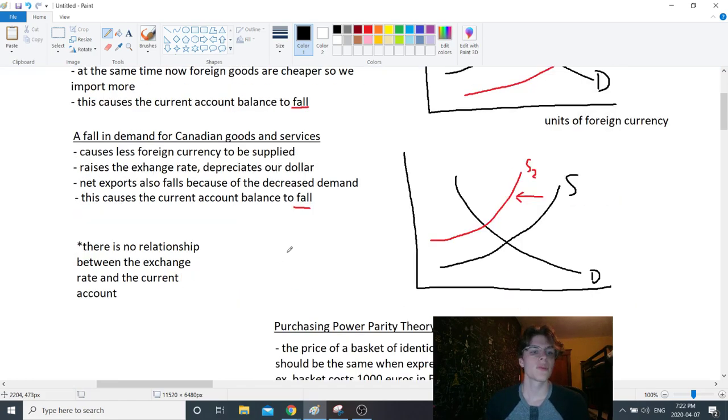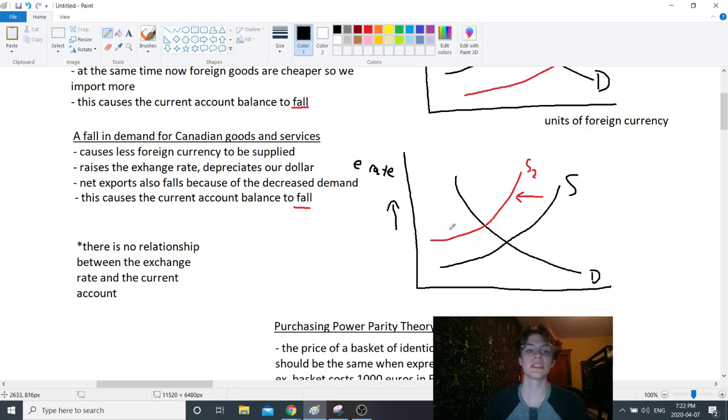On the other hand, just to keep going on this point here, let's say there's a fall in demand for Canadian goods and services. Well, less people want to buy our goods. What's that mean? They're going to supply less of their currency. And that is going to raise the exchange rate, the E rate. And that's going to depreciate our dollar.